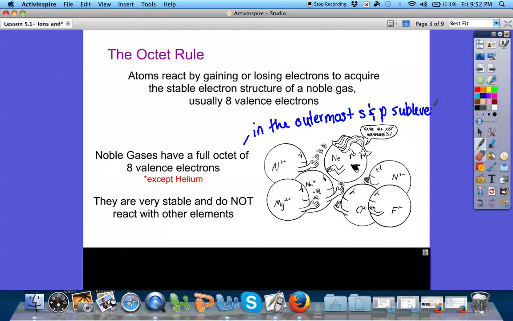Or the highest energy level in the S and P sublevel. The only exception to having 8 valence electrons is for hydrogen and helium because they're only going to have a total of 2 because the first energy level can only have 2 electrons. Noble gases are very stable and they do not react with other elements because they already have 8 valence electrons. They don't need any.